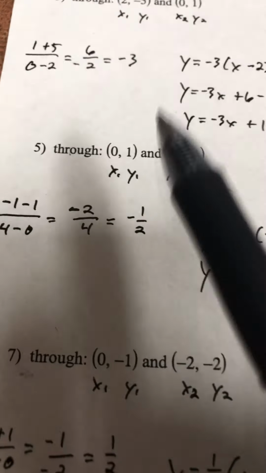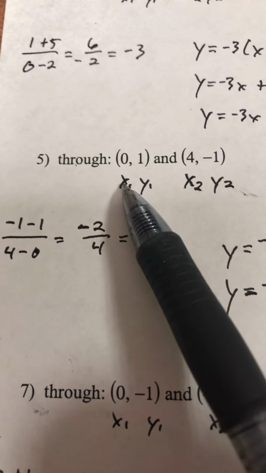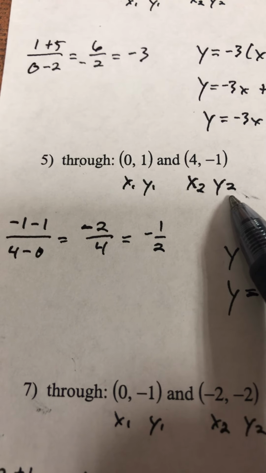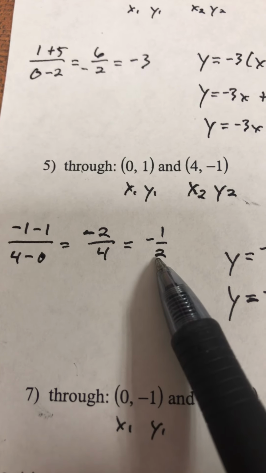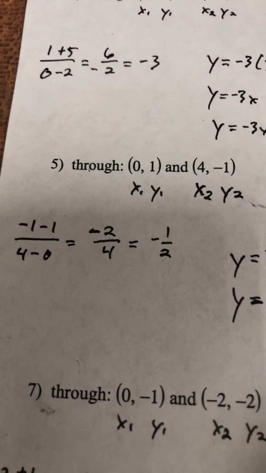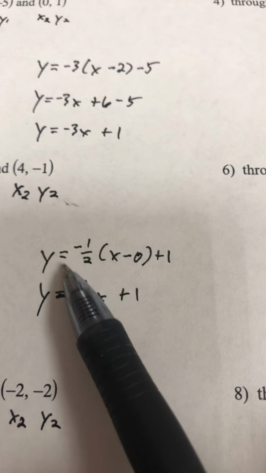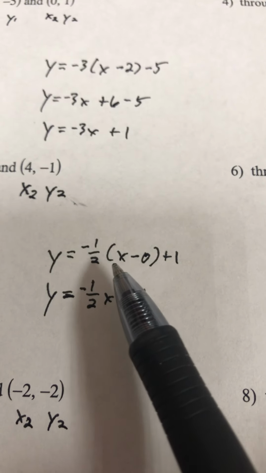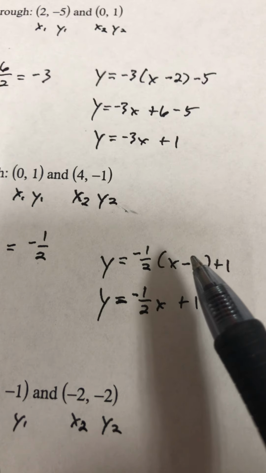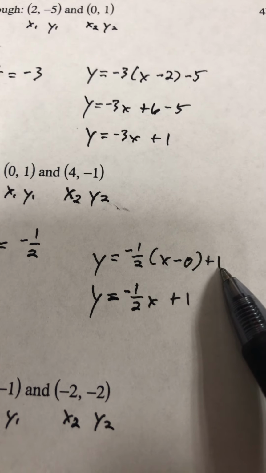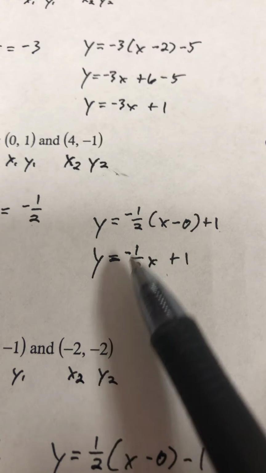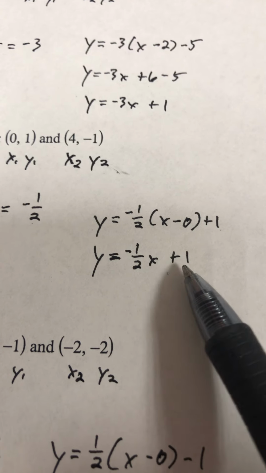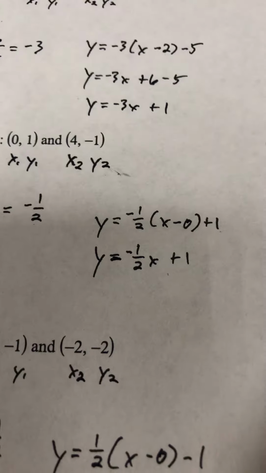And there's my final answer there. Okay, for number 5, I have my x1, y1, x2, y2, and here we go. I figure out my slope is -1/2. I then plug in my -1/2 to the point slope formula, and I put my x1 here and my y1 here, and I end up with just y equals -1/2x plus 1.